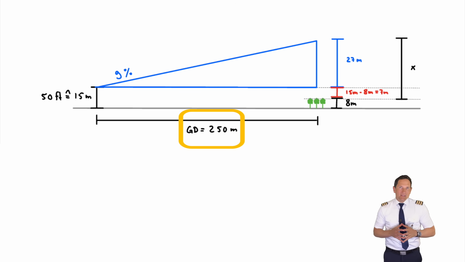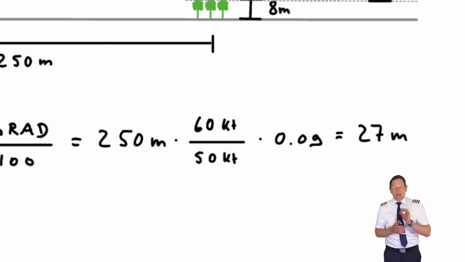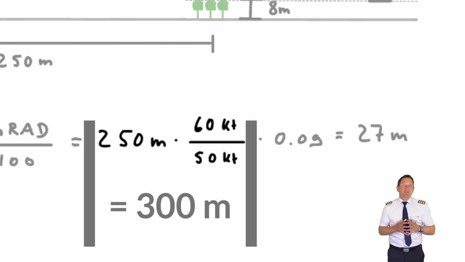So we have the ground distance of 250 meters. We will now multiply this by the ratio of our true airspeed of 60 knots divided by our ground speed. With the headwind of 10 knots, our ground speed will be 50 knots. Now this ratio will easily allow us to determine the air distance in given wind conditions. A true airspeed to ground speed ratio greater than 1 means headwind, and a ratio smaller than 1 indicates a tailwind. Now in our case, this will give us 300 meters.